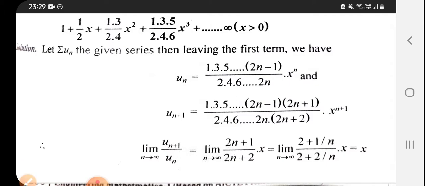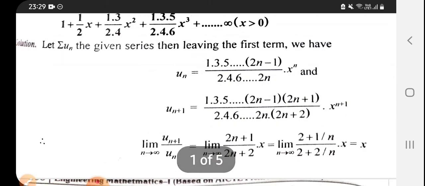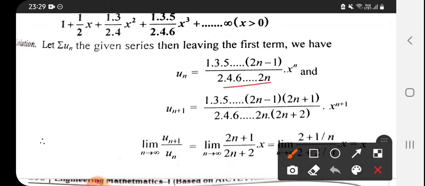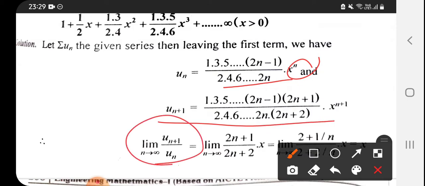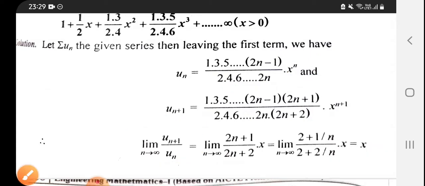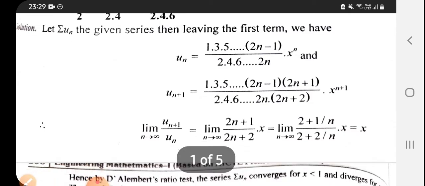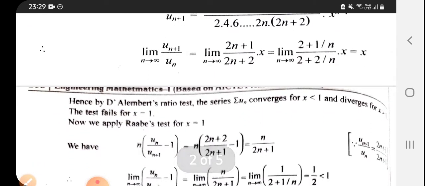So let summation un be given by 1 3 5 up to 2n minus 1 over 2 4 6 up to 2n, times x to the power n. Un plus 1 is this; we replace n by n plus 1. Limit as n tends to infinity of un plus 1 upon un becomes x. Everything depends on the value of x.